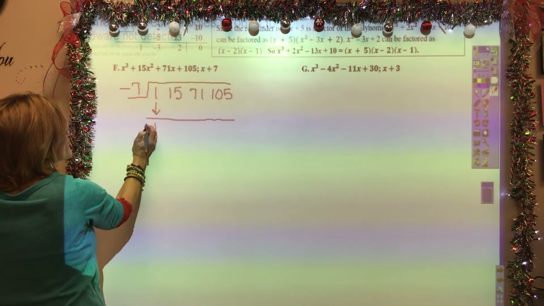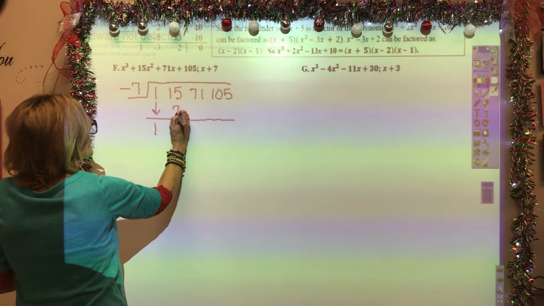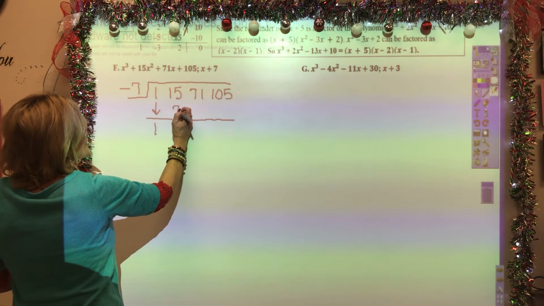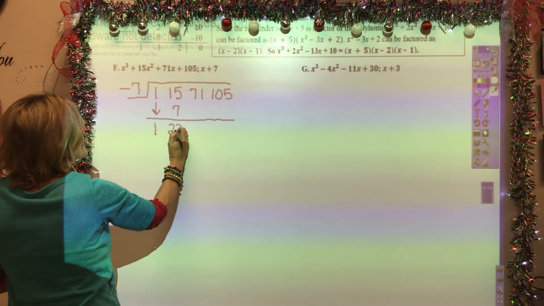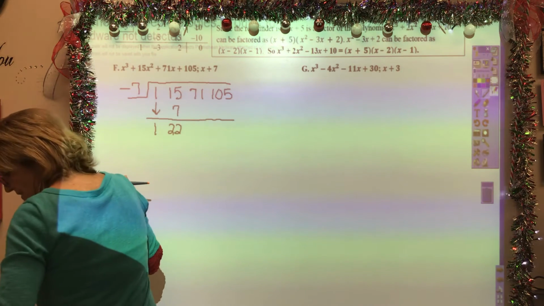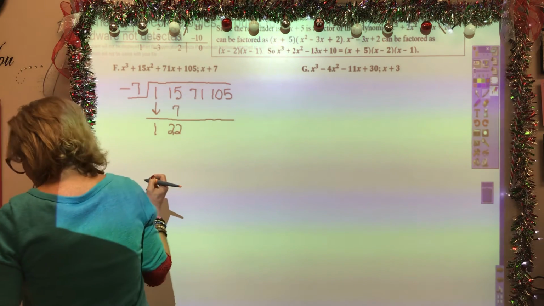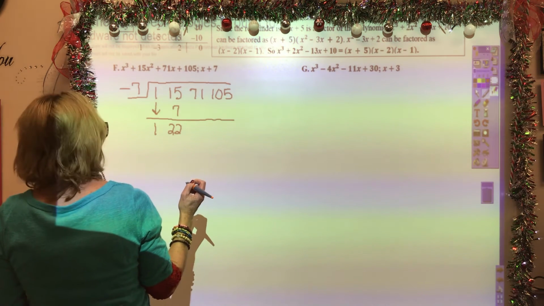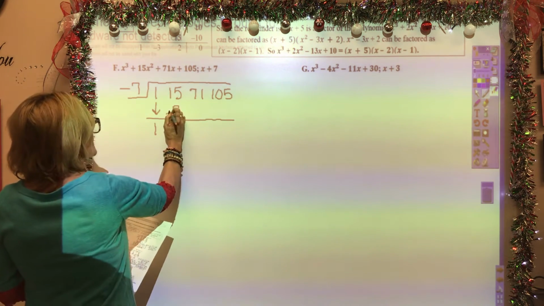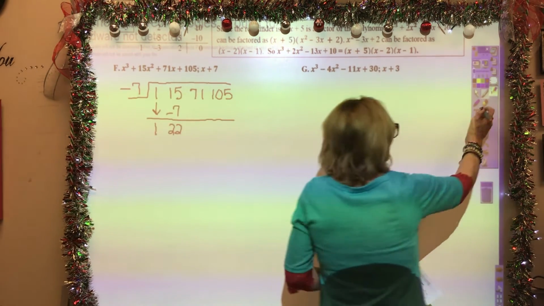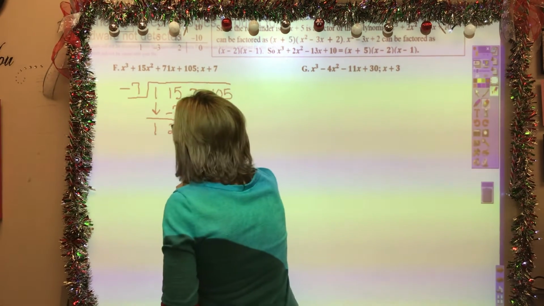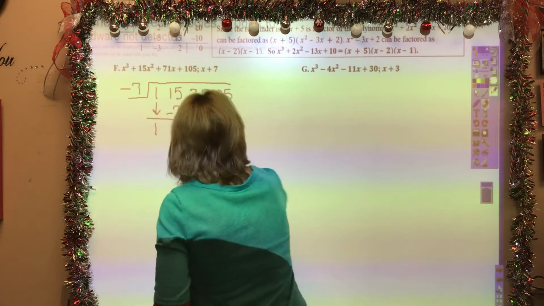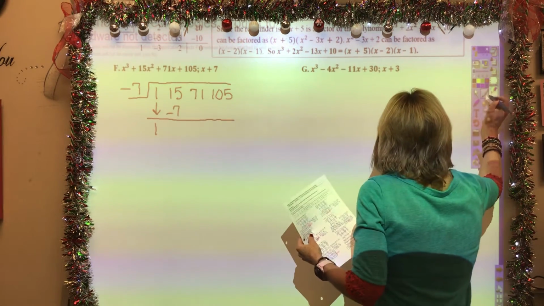Negative 7 times 1 is negative 7. 15 plus... let's see, where did I already go wrong somewhere? Oh, that was negative 7. I'm full of mistakes in this lesson, and I apologize. I'm just going to keep my notes handy.